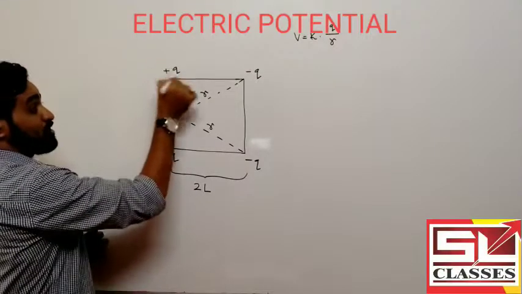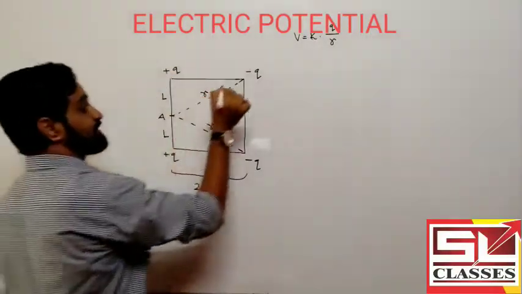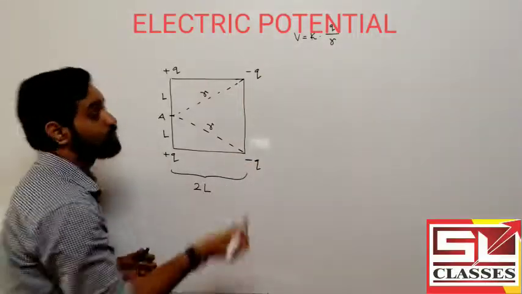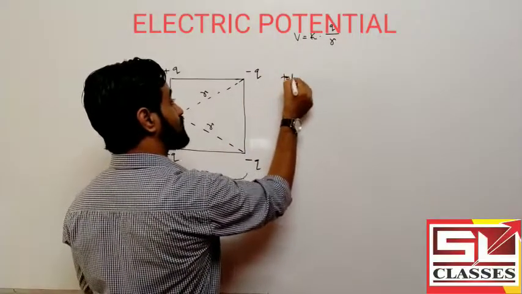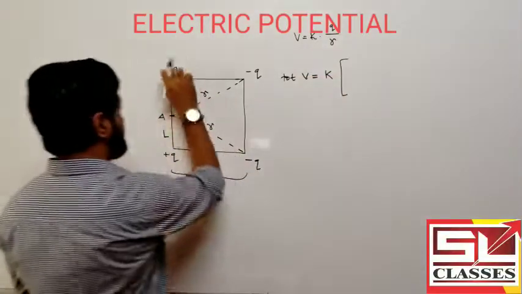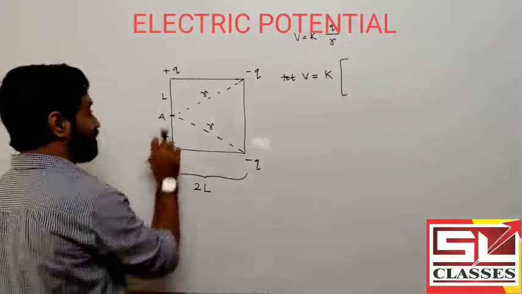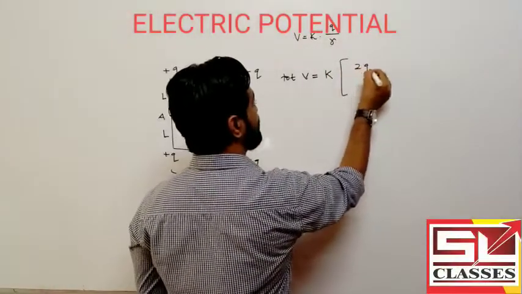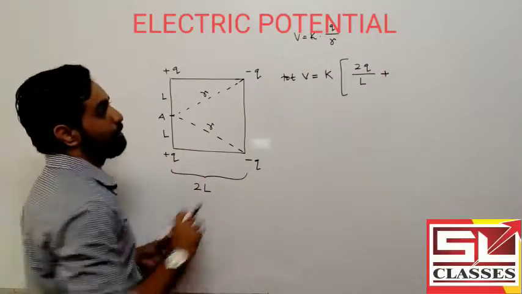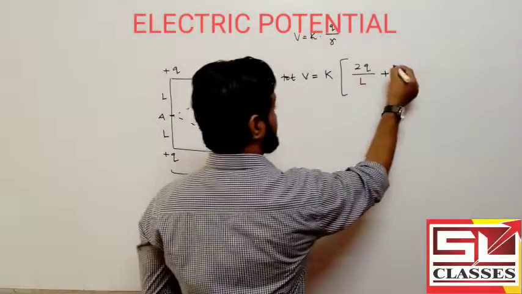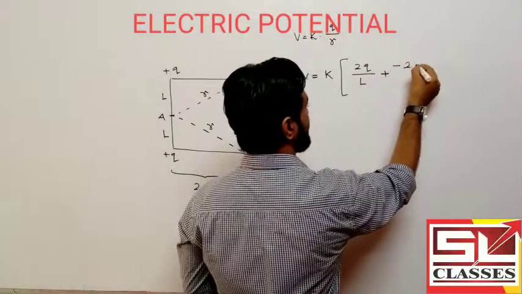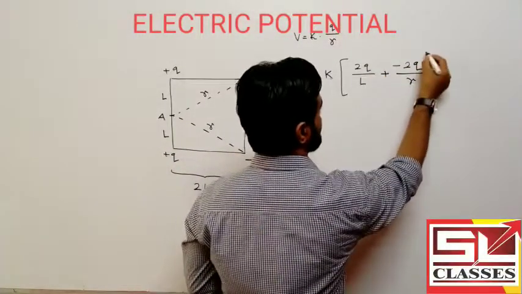So potential due to two positive charges, they are equal, and also potential due to two negative charges, they are also equal. So the total potential in the first step, we can take it as K into, for this charge Q by L, that is 2Q by L. Got it? Q by L plus Q by L, 2Q by L, plus negative Q by R and negative Q by R, so minus 2Q by R.